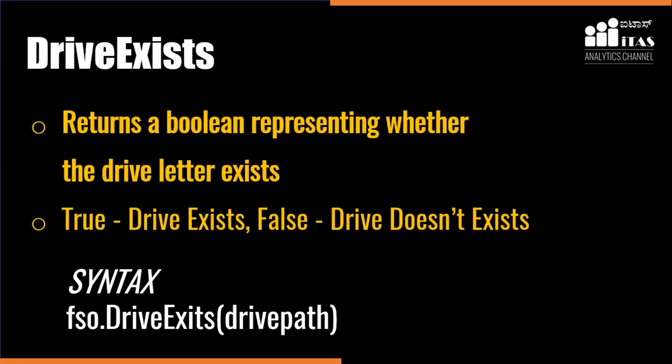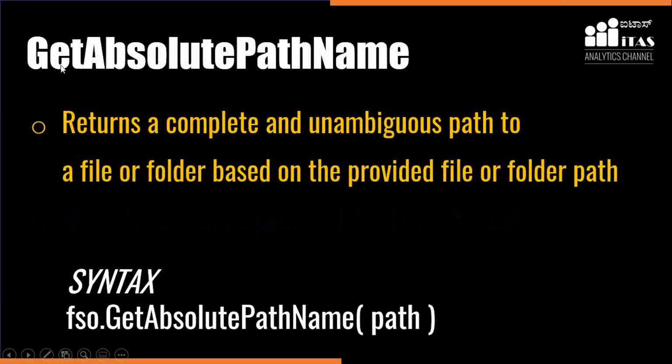Alright, let's go to the next function. The next function is GetAbsolutePathName. This will give me the complete path name of the specified folder or file. The syntax is mentioned below. Say FSO.GetAbsolutePathName and you have to mention the path. The path can be a folder name or whatever.